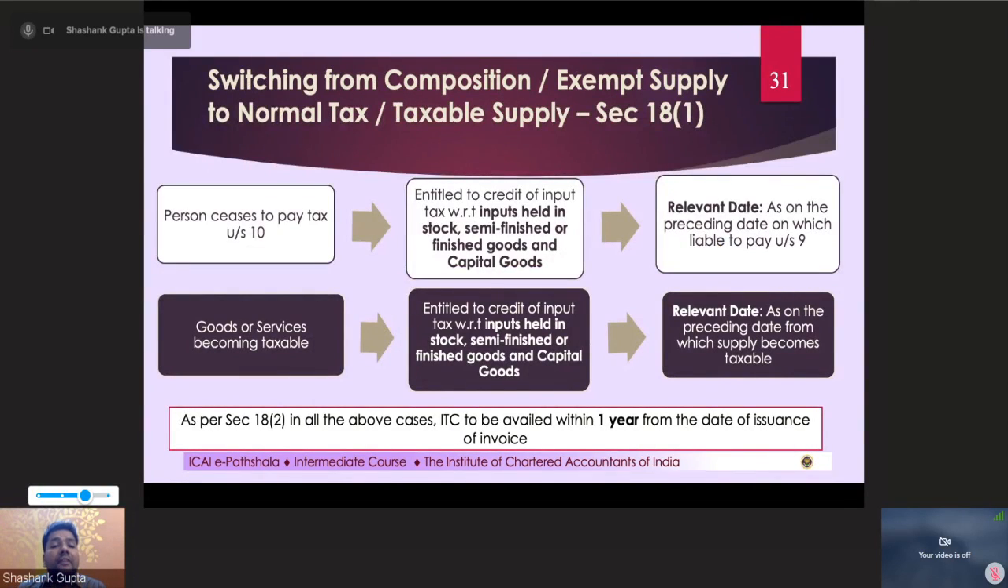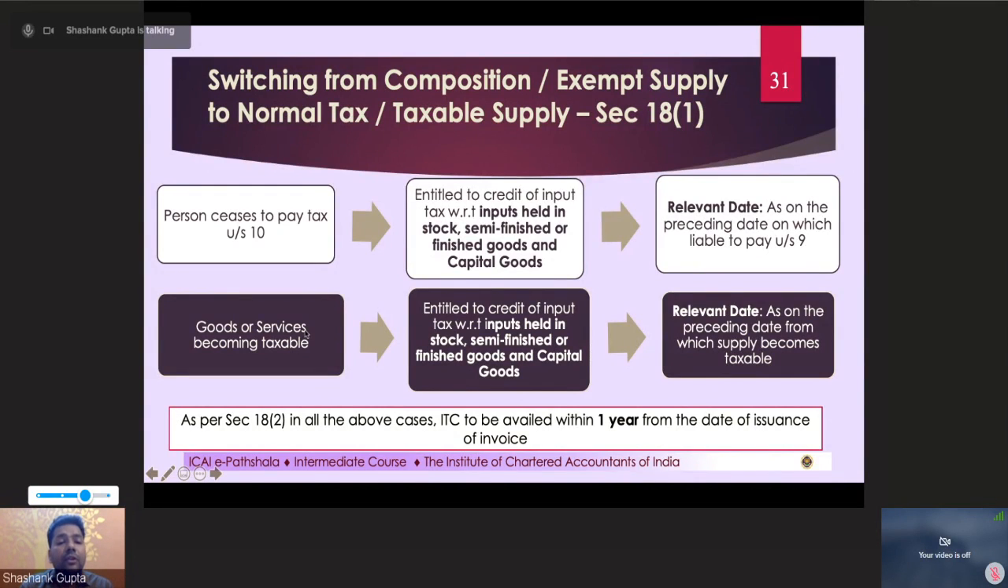If a person ceases to pay tax under section 10, that is, the person was earlier paying tax under the composition scheme and now he is moving to the regular tax scheme as a normal taxpayer, in such case, he will be entitled to credit of input tax with respect to inputs held in stock, semi-finished or finished goods and capital goods. And the relevant date is the date preceding the date on which he becomes liable to pay tax as a normal taxpayer, that is under section 9.